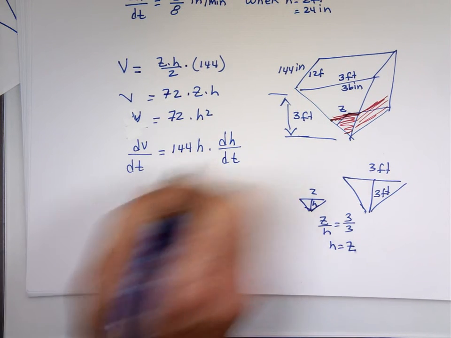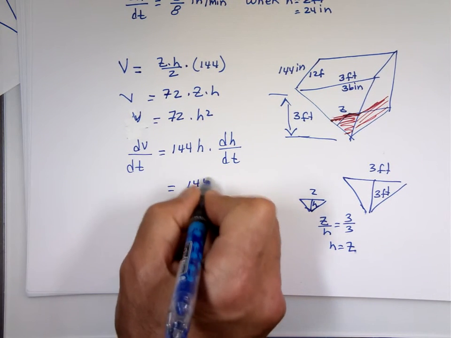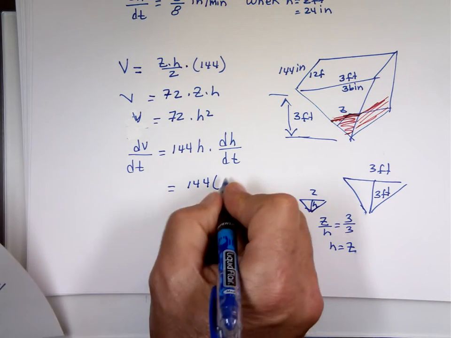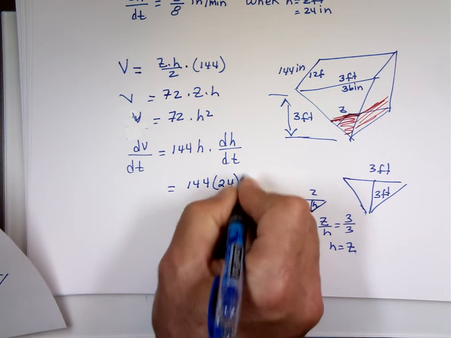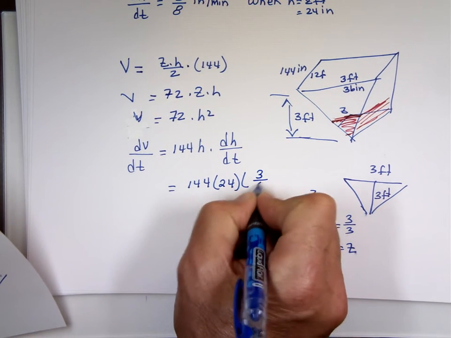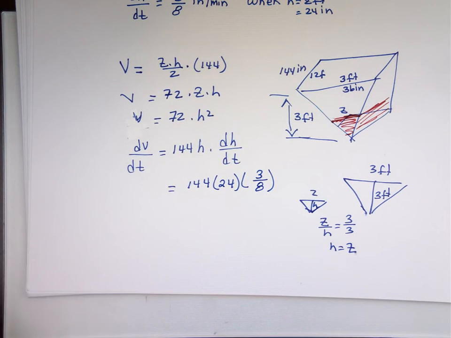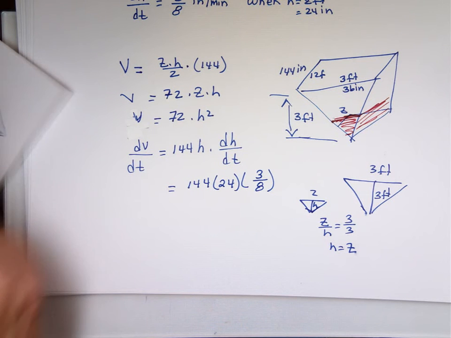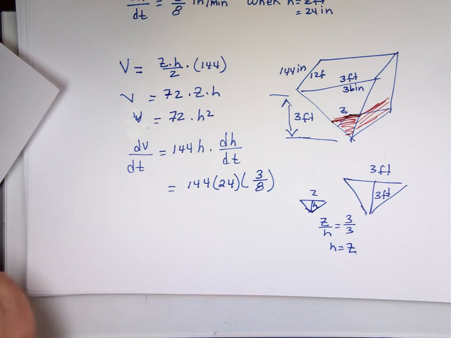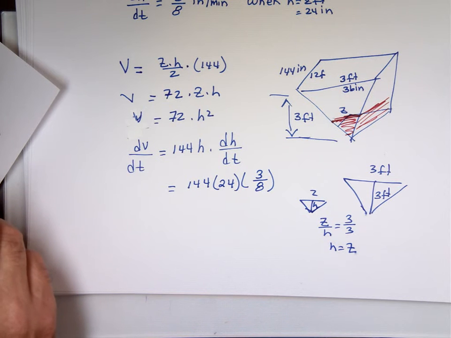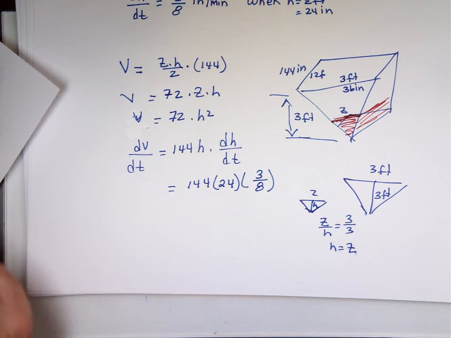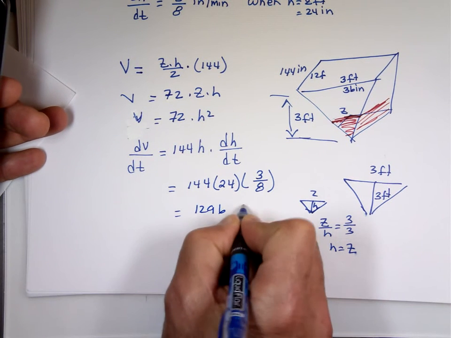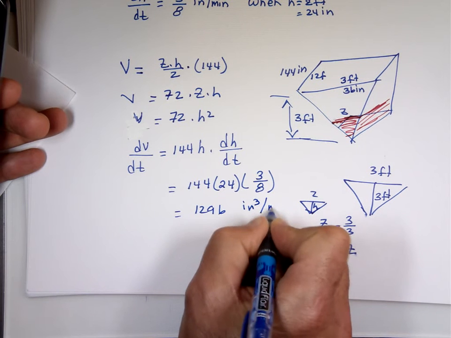So 144, what was H? What was the height for that one when they asked for the derivative? At 2 feet? 2 feet is 24 inches. dH/dt, which is what? 3/8. I got 1296 cubic inches per minute. And what do they want the answer in?